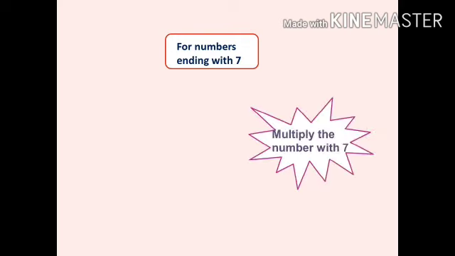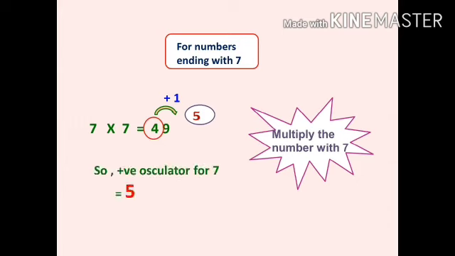Just the same concept only. For the numbers ending with 7, of course we have to multiply with 7 so that it ends with 9. Let us take an example. Here we have a number 7. If we multiply with 7, what will we get? 49. So now we can calculate the oscillator number very easily. Just remove 9. The remaining number we have is 4. Add 1 to 4. So the positive oscillator number for 7 is 5.